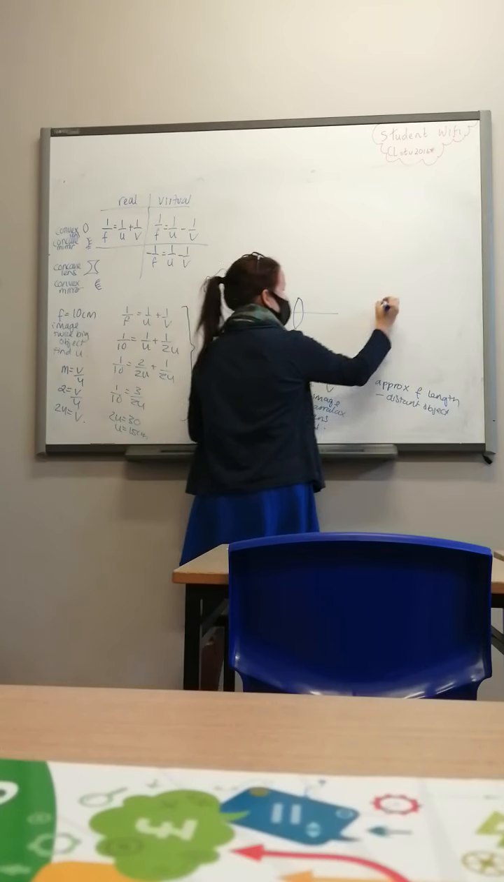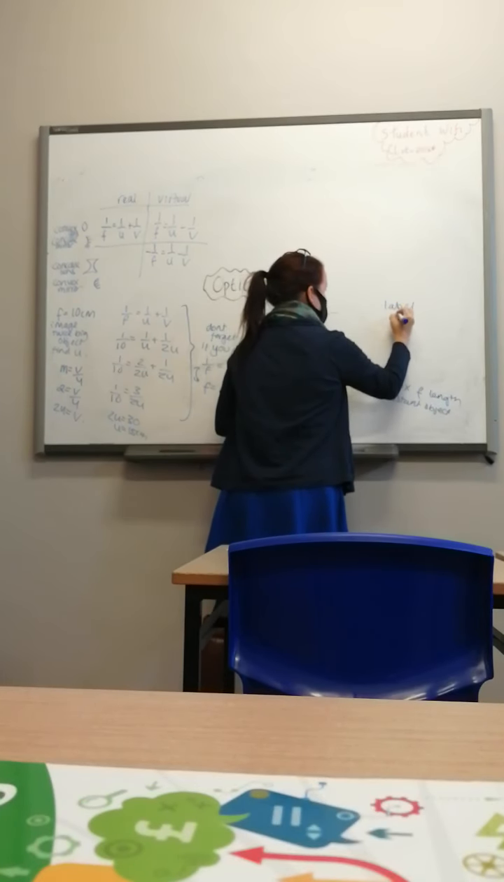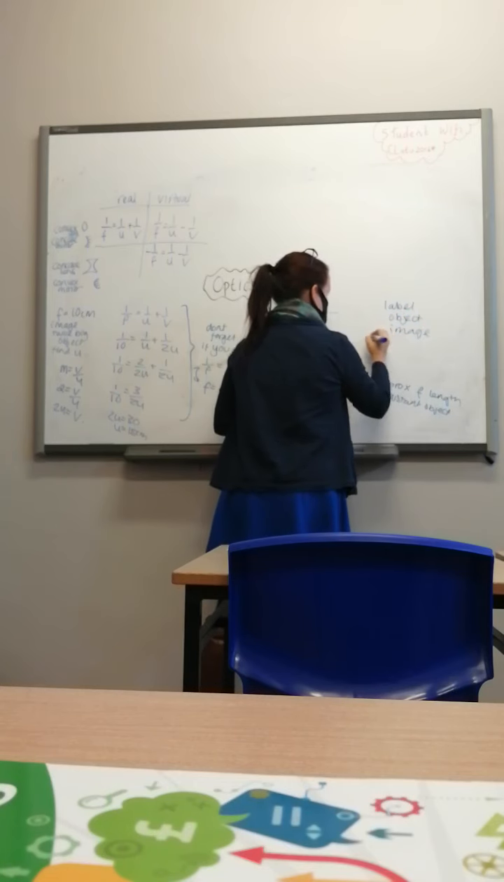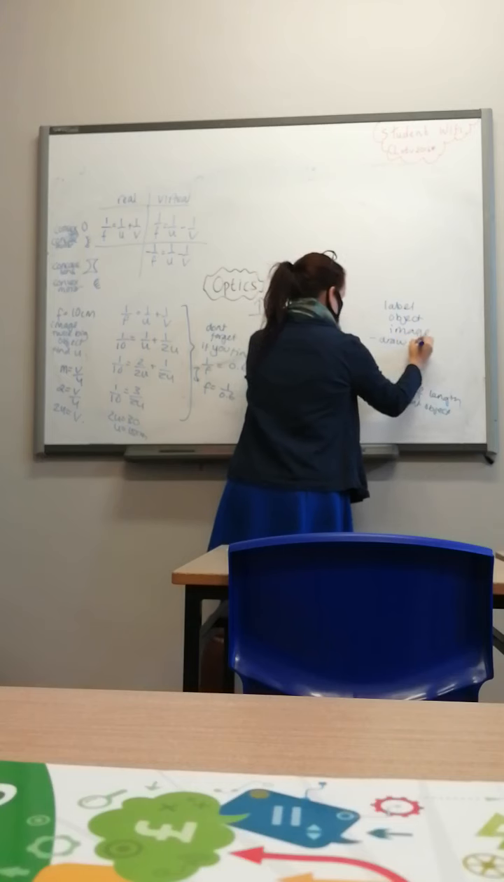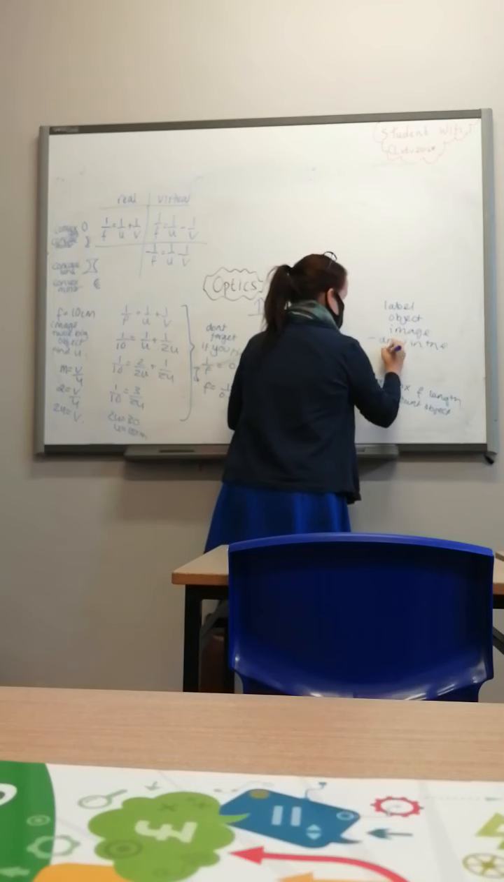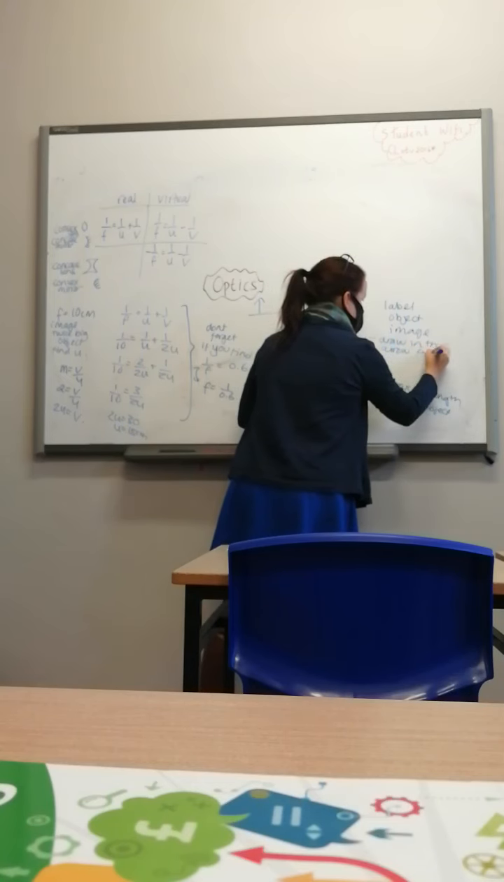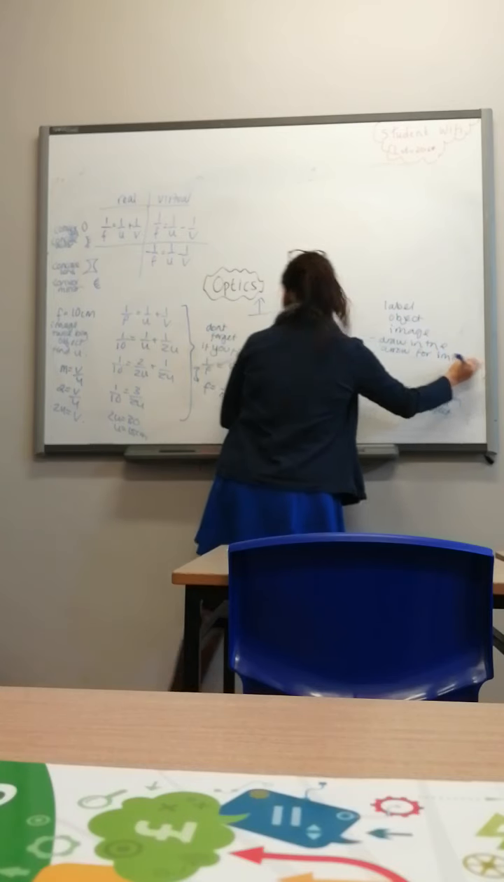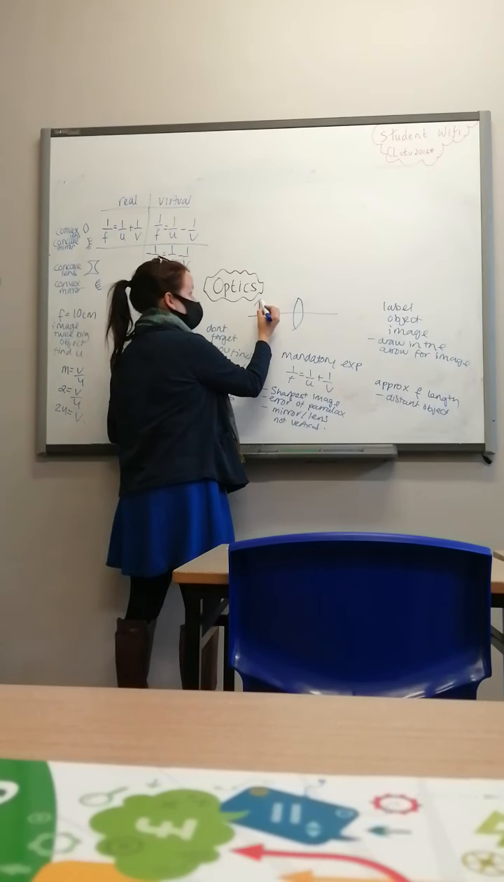Always label your object, label your image. Draw in the arrow for the image. What I mean by that is it's very common that people do all their ray diagrams correctly.